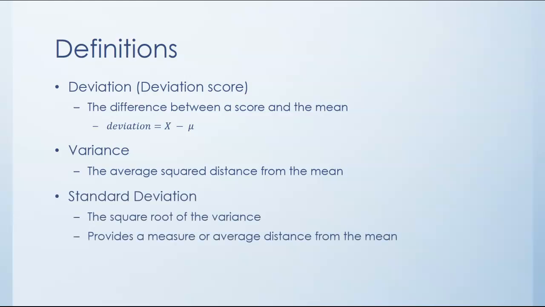Okay, and then the standard deviation is just the square root of our variance. So this provides us a measure of the average distance from the mean. So that's really, again, we like to use the standard deviation over the variance, but again, in order to find standard deviation by hand, we actually find the variance first and we take the square root of it.